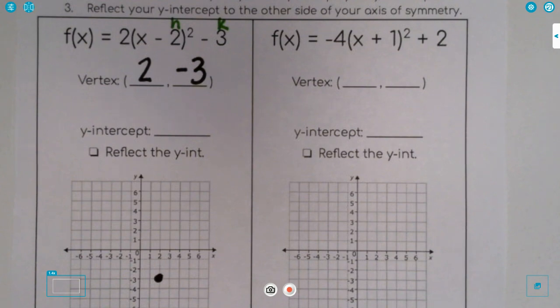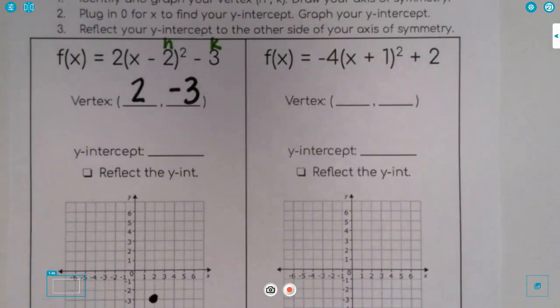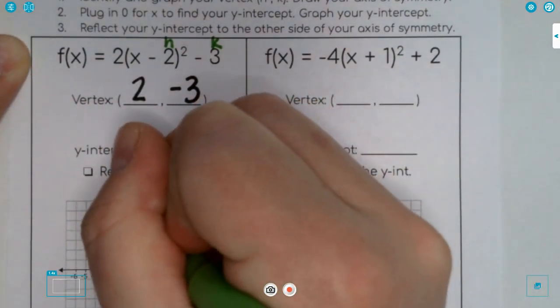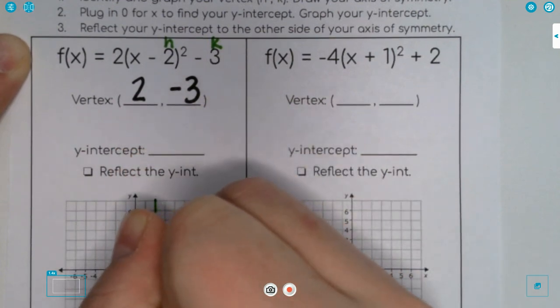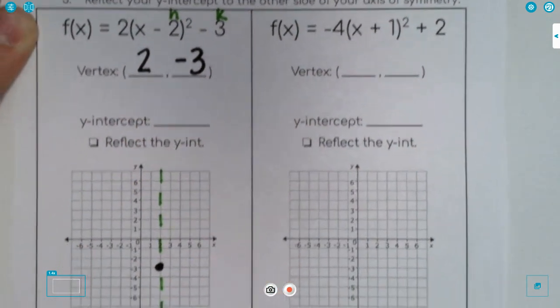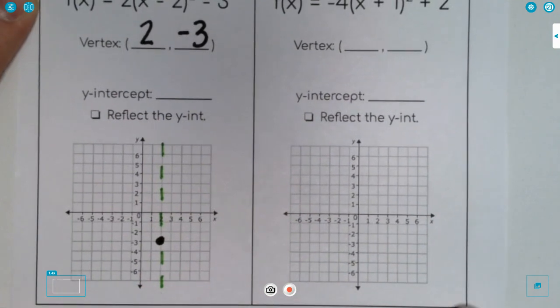Okay. Once we get that vertex graphed, any questions about that? We can then do our y-intercept. For our y-intercept, let me move up so we can see step 2 here. We plug in 0 for x, and then we just graph that. Oh, I forgot. Draw your axis of symmetry through wherever your vertex is. So I just drew a dotted line through wherever my vertex was.